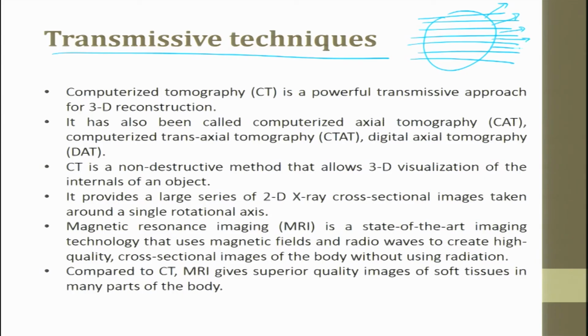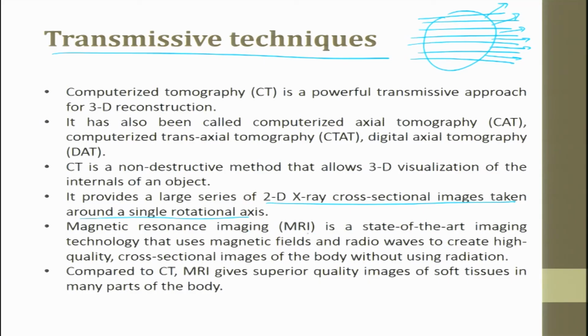Each layer will have XY data, and by looking at each XY data, you can reconstruct a 3D object, or you can look at each layer to see what information it has, and whether there is a crack or anything else in the product. So, CT is a non-destructive method that allows a 3D visualization of the internal of an object. It provides a large series of 2D X-ray cross-section images taken around a single rotational axis.